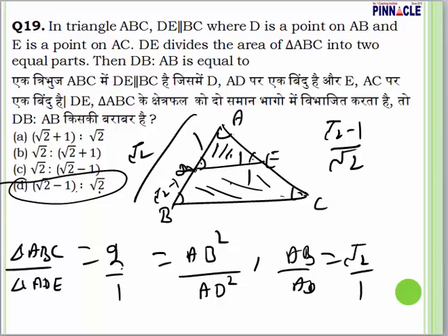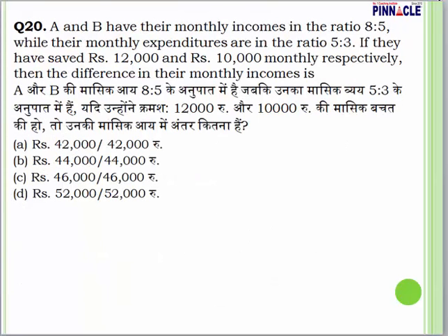Next question, question number 20. A and B have their monthly incomes in the ratio 8 to 5, while their monthly expenditures are in the ratio 5 to 3. If they have saved ₹12,000 and ₹10,000 monthly respectively, then what would be the difference in their monthly incomes? Income is equal to saving plus expenditure. Here the income ratio is 8x and 5x, let's say these are their incomes. Income minus saving, that would be expenditure.